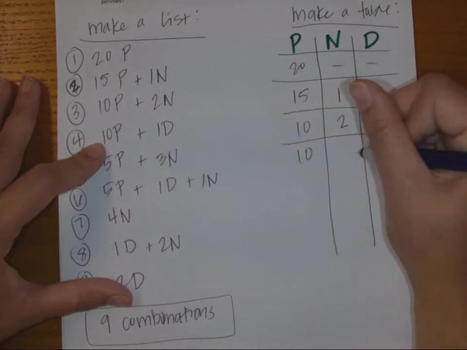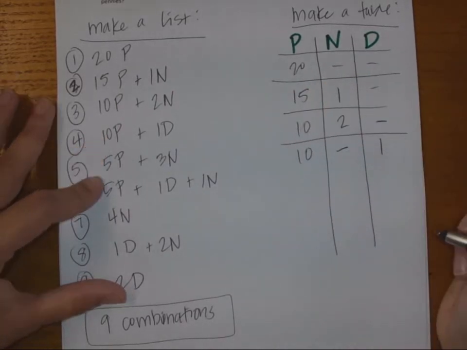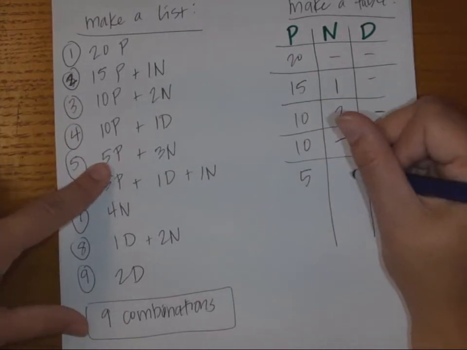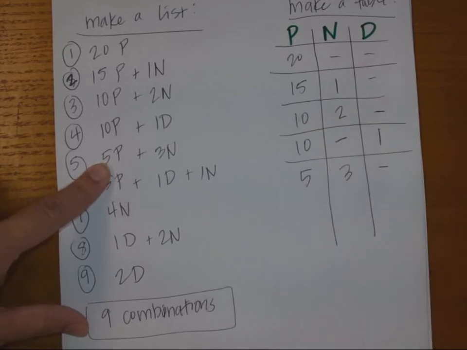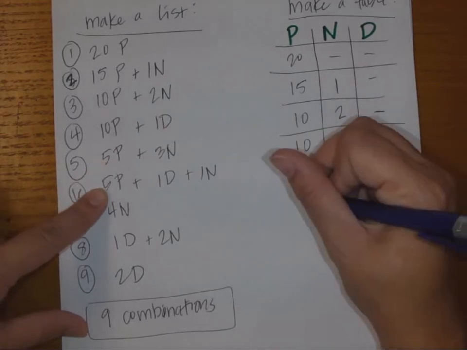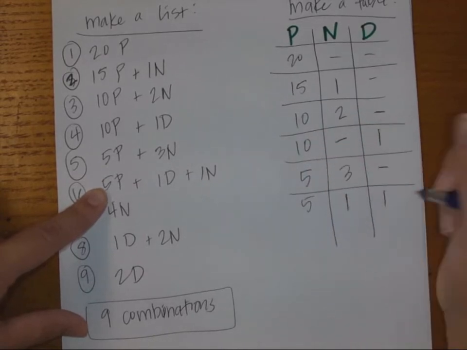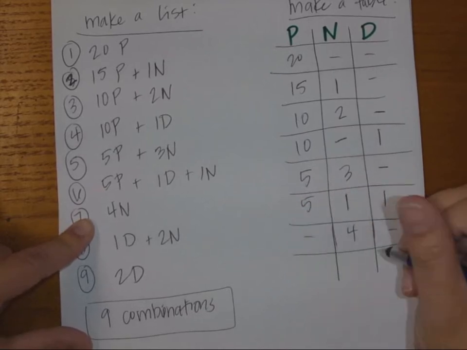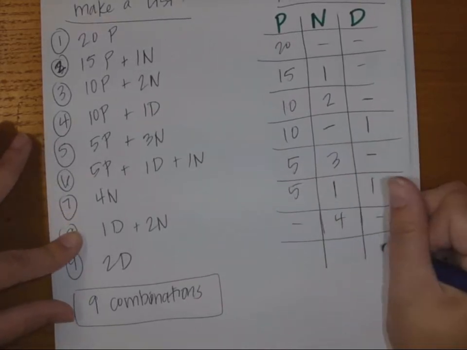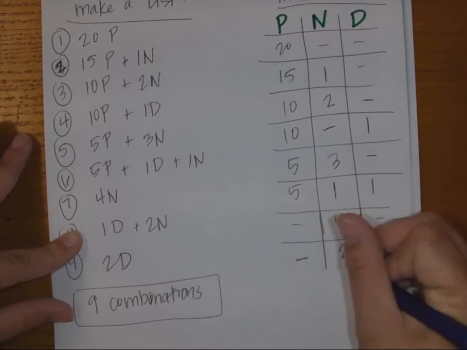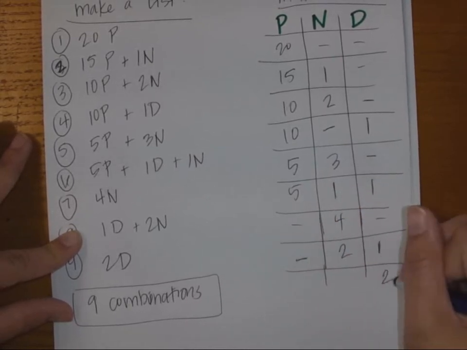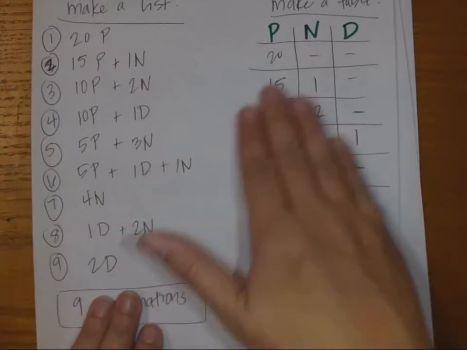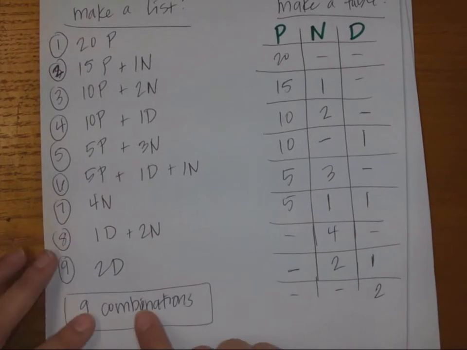I could also do 10 pennies, no nickels, 1 dime. 5 pennies, sorry, I'm right here. 5 pennies, 3 nickels, 0 dimes. 5 pennies, 1 nickel, 1 dime. 4 nickels. I'm running a little bigger over here. 1 dime, 2 nickels. And then also I could do 2 dimes with nothing over here. So this is the same thing. It's just 2 different ways of looking, a list and a table. So however you wanted to do that, the answer is 9 combinations either way.